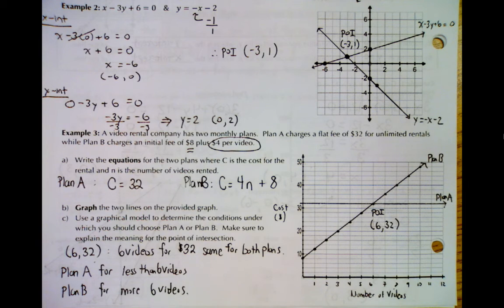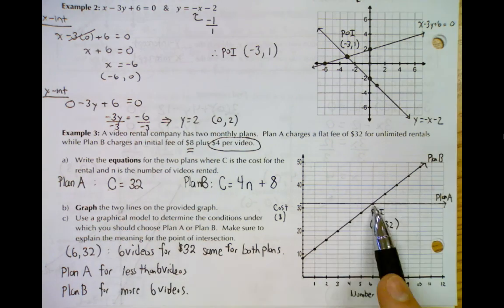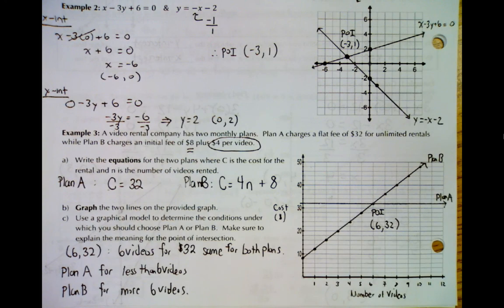So if you want to make the switch after 6 videos and switch to plan B, that's fine. Maybe there's a special promotion or something extra you get for staying with plan A. Who knows? But based on this information, 6 videos is the same for both companies. B is cheaper before 6, A is cheaper after 6.